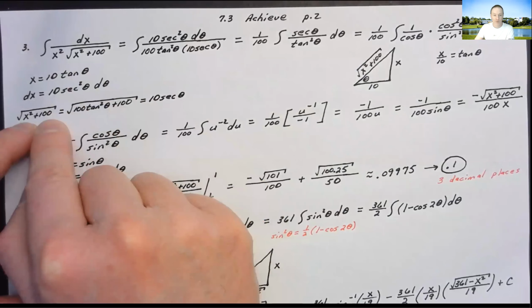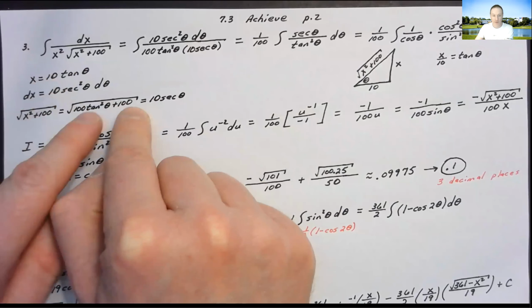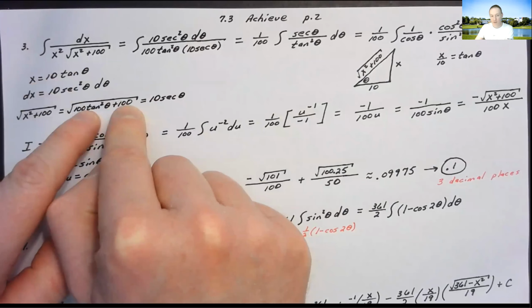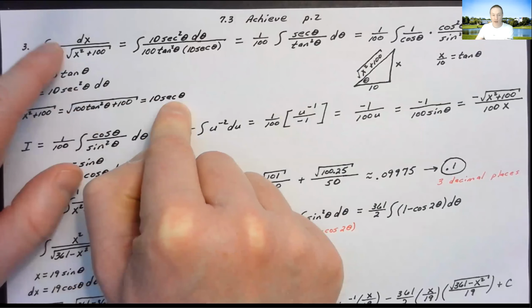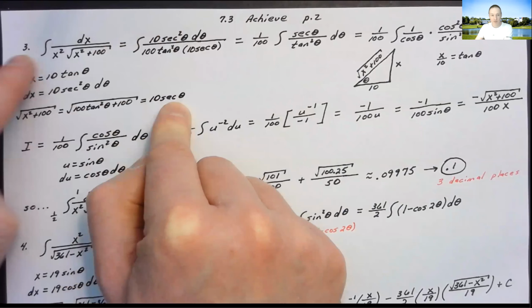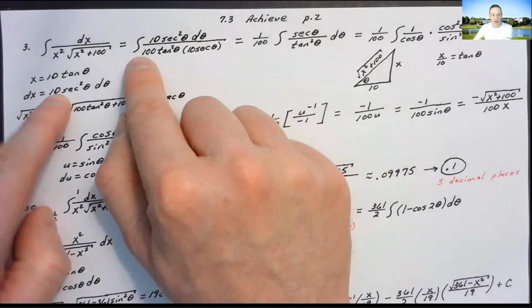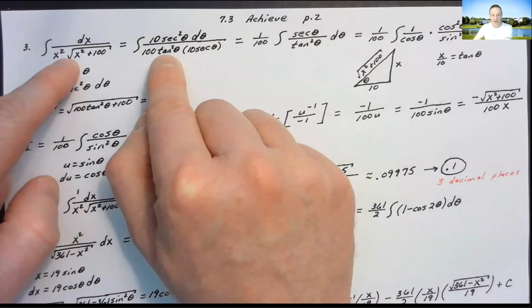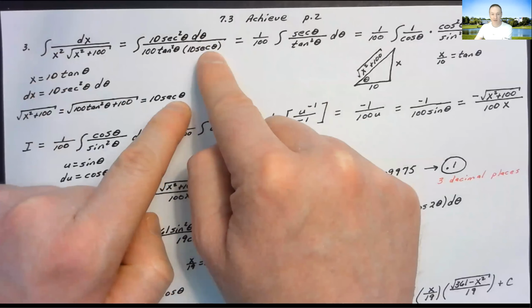The square root of x squared plus 100 becomes 100 tangent squared plus 100. Inside that root, I would have 100 times tangent squared plus 1. That's 100 times secant squared. The square root of 100 is 10. The square root of secant squared is secant. So now I know everything in the problem. I go ahead and substitute dx in my numerator, 10 secant squared theta d theta. My denominator, x squared, that's going to be 100 tangent squared theta times the square root. We've already shown the square root down here is equal to 10 secant of theta.